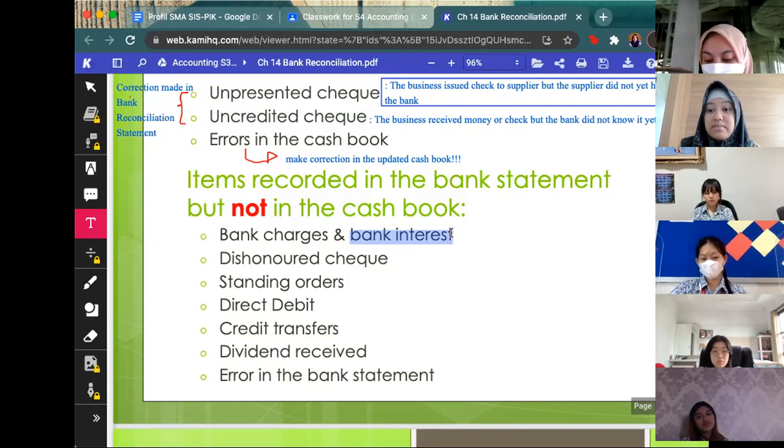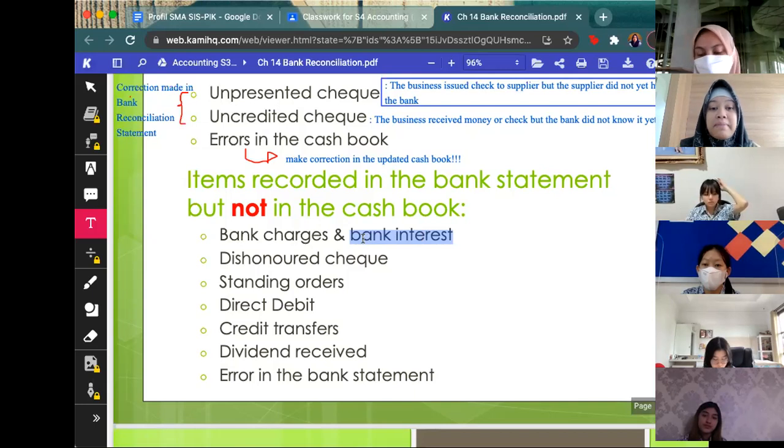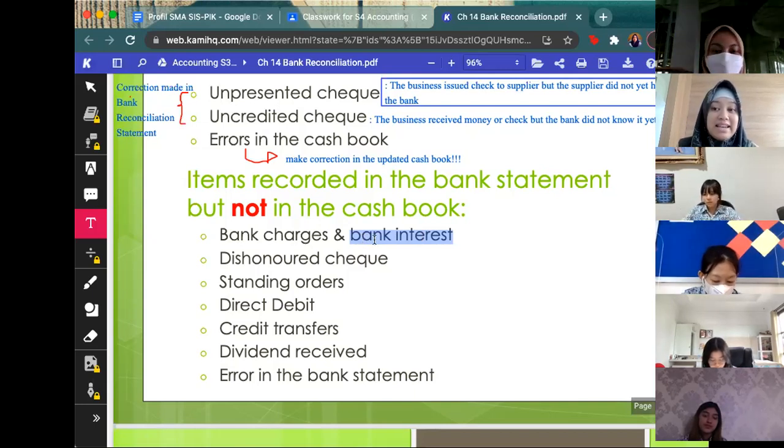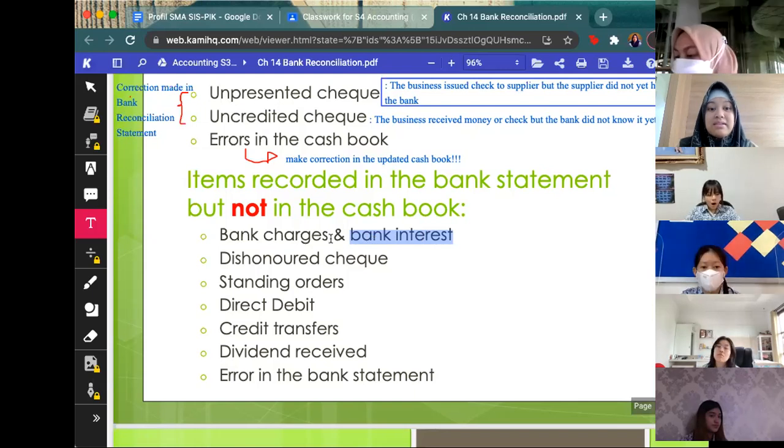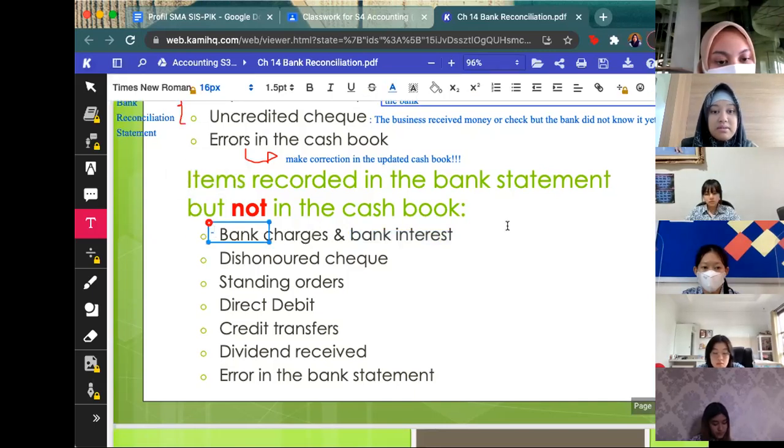Next is bank interest. Bank interest is when the bank gives you a reward because you save money in the bank. Usually, the more money you save in the bank, the more they will give you a reward, and that reward is called interest. Now, bank interest is money in to you. So you know the difference. I believe you understand. Bank interest, money in. Bank charges, money out.